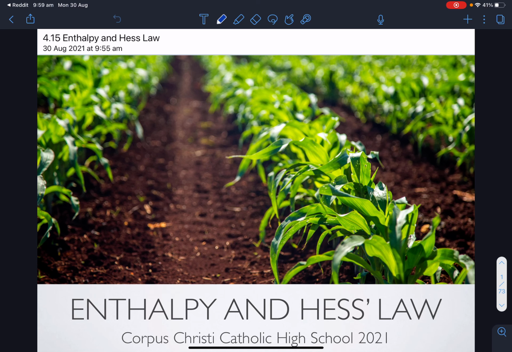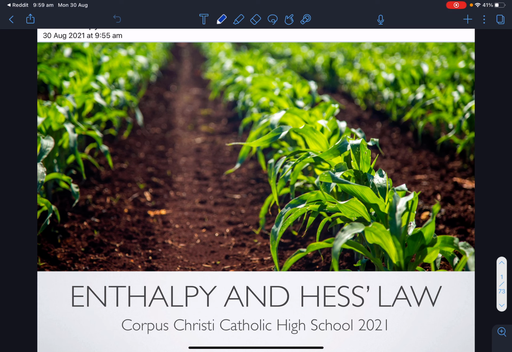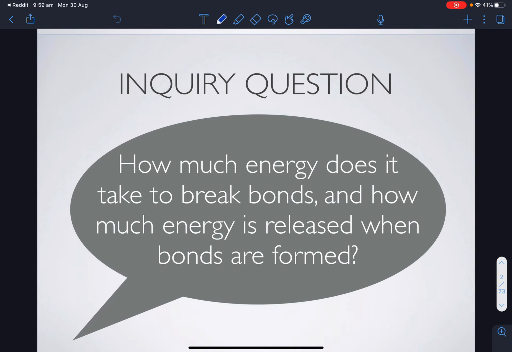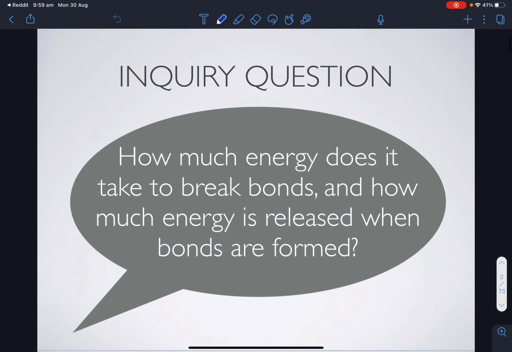Okay, let's start a new chapter on taking a bit more depth in enthalpy and discussing something called Hess's law. So our inquiry question is, how much energy does it take to break bonds, and how much energy is released when bonds are formed? So here we're treating chemical reactions as bonds breaking and bonds forming, and looking at the energy that it takes to do both. So putting energy in to break bonds, if you break something, you're putting energy into it. And when we form chemical bonds, when atoms attract to each other, they release energy.